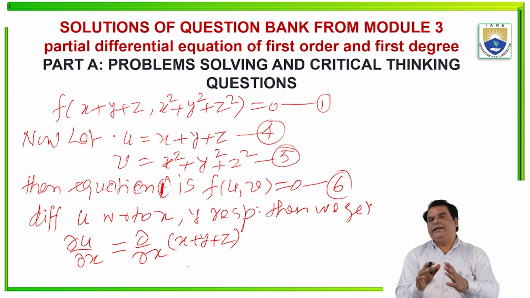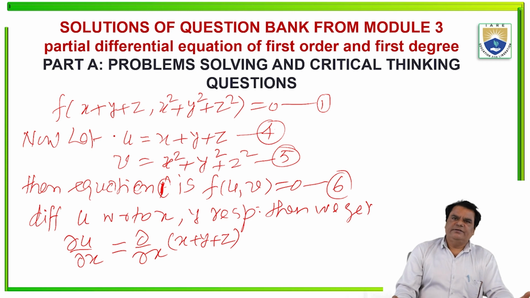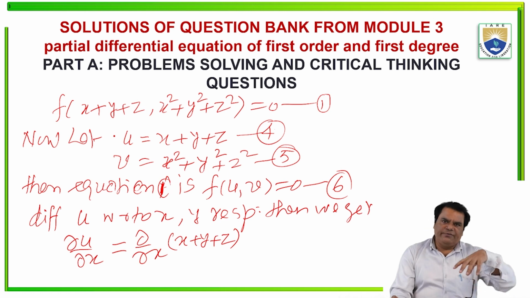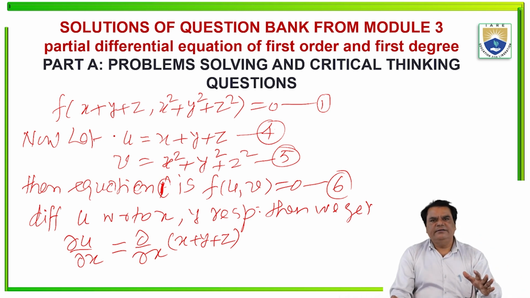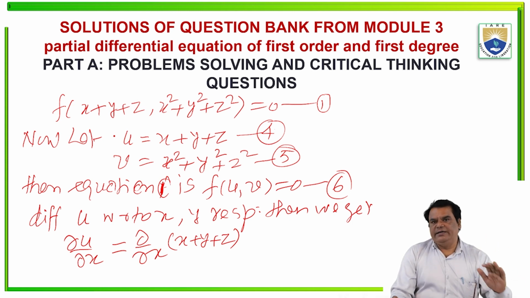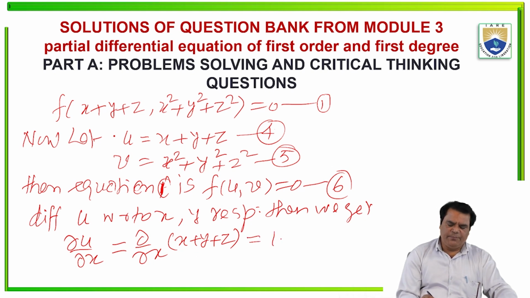But we have already discussed that z is a function of x and y. So we differentiate z with respect to x and z with respect to y. Z is not constant. When we differentiate with respect to x, then y is constant, and when we differentiate with respect to y, then x is constant. But z is never constant here. Z is some function of x and y. So if we differentiate with respect to x, then we get ∂z/∂x. Our answer is 1 plus 0 plus ∂z/∂x.